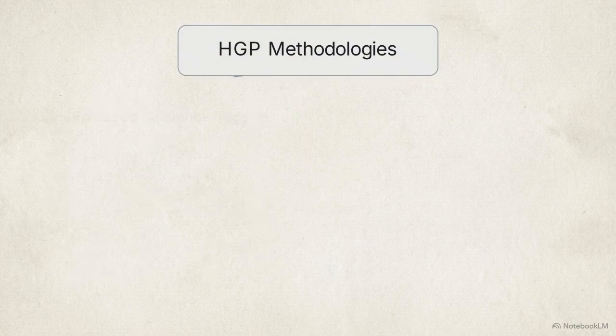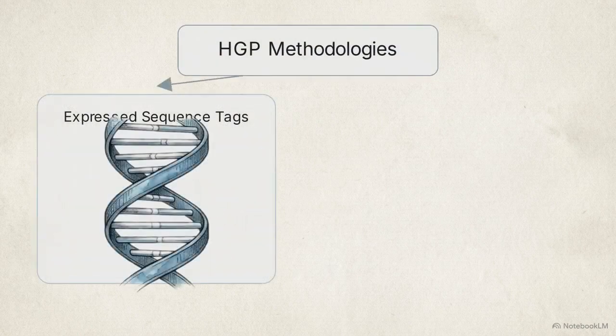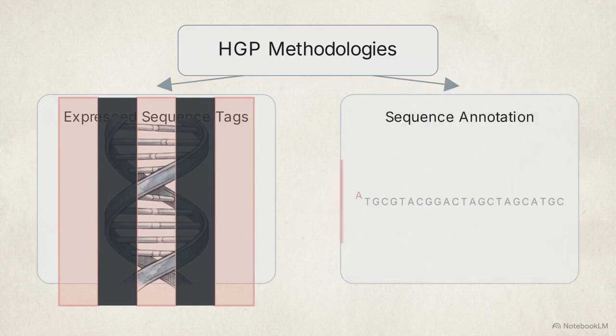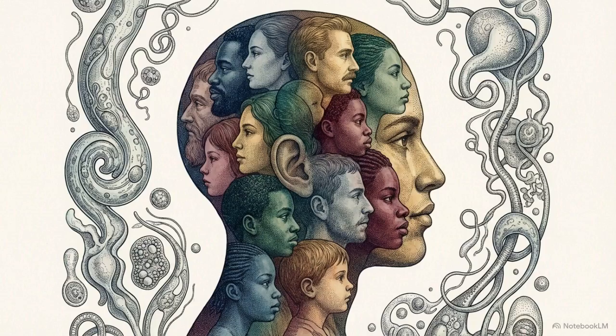The first approach focused on expressed sequence tags, or ESTs, identifying only the genes that are actively expressed as RNA. The second was sequence annotation. This was a blind, brute force sequencing of the entire genome, encompassing both the coding regions and the vast stretches of non-coding sequence, assigning function to specific regions later. Through this exhaustive mapping, the project arrived at a distinct conclusion regarding our genetic makeup. Any 2 human beings are 99.9% identical.